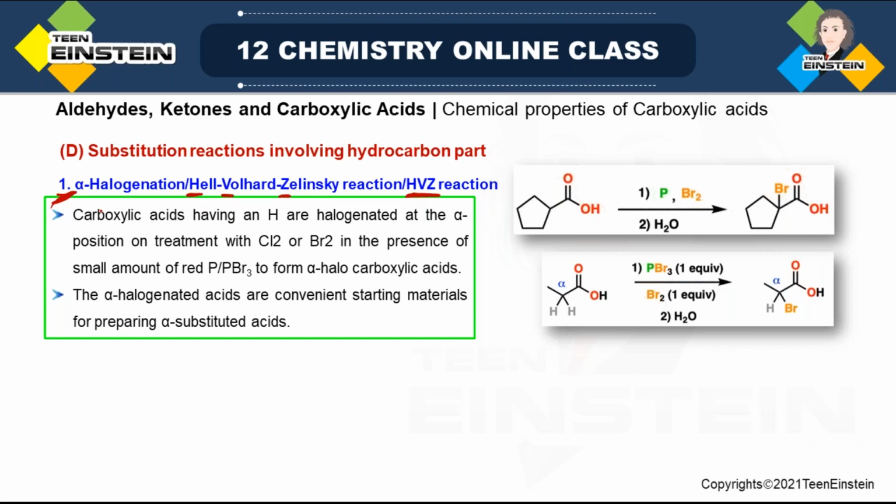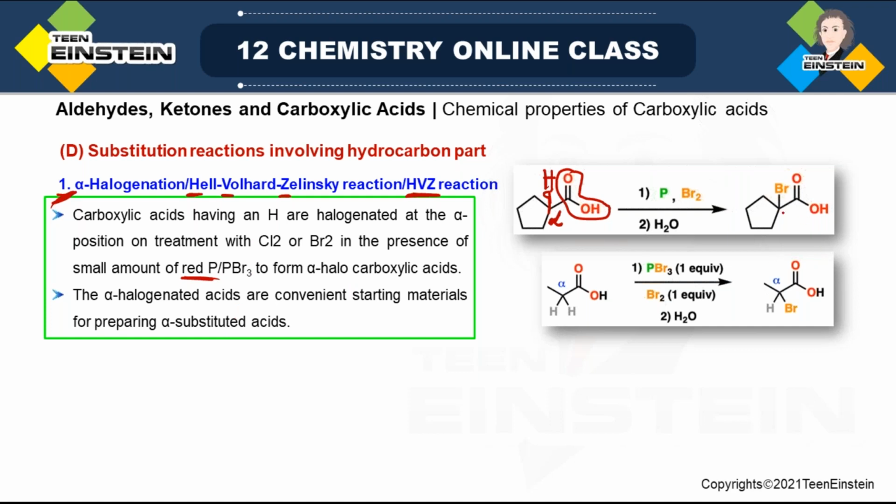Carboxylic acid, it is also called alpha halogenation. That means with respect to CO2H, just focus on the alpha carbon. This is the alpha carbon and there is also alpha hydrogen. If this hydrogen is replaced by halogen, that is this reaction. Carboxylic acids having an alpha hydrogen are halogenated on treatment with chlorine or bromine in the presence of a small amount of either red phosphorus or PBr3. The final product is alpha halocarboxylic acid.